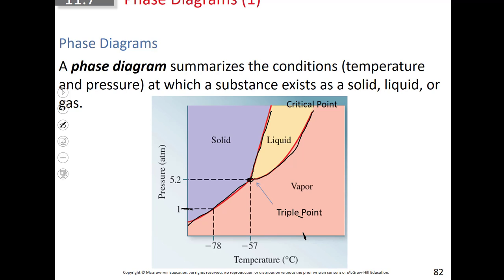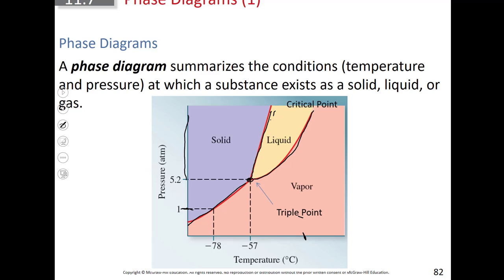Now for most substances, as you increase the pressure, what is happening to your melting point? Is it going up or down? For most substances, you increase the pressure, is it going to have a higher melting point or a lower melting point? Going up, does this number get higher or lower?